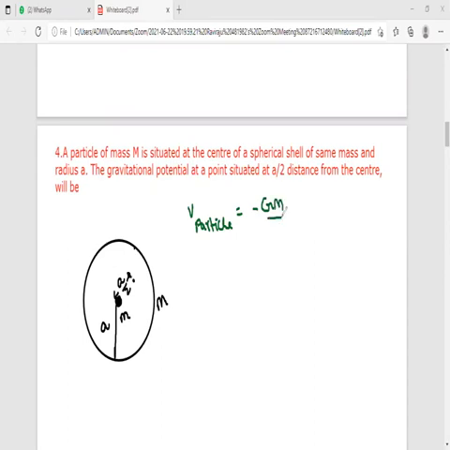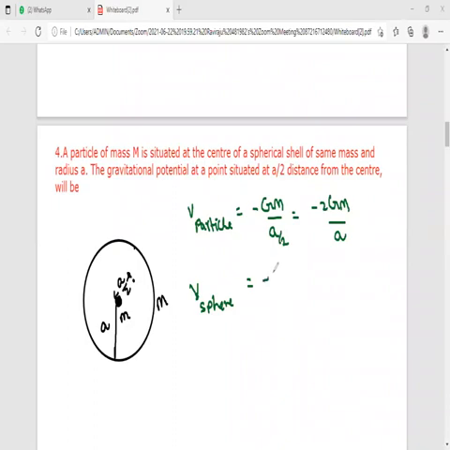Minus G into mass by distance of that point from the particle. What is the distance? A by 2. So this will be minus 2GM by A. And second one, what is the potential due to sphere? Since it is hollow sphere, inside the hollow sphere, field intensity is always 0. So potential remains constant throughout the space inside the sphere. So whatever the potential it is having on the surface of sphere, the same potential it maintains at every point inside the sphere.